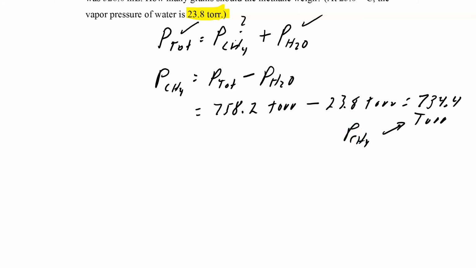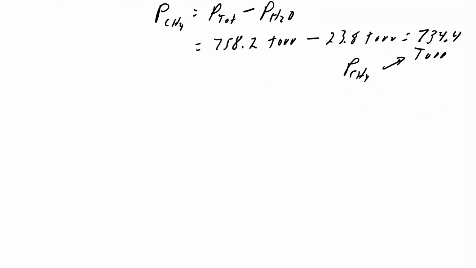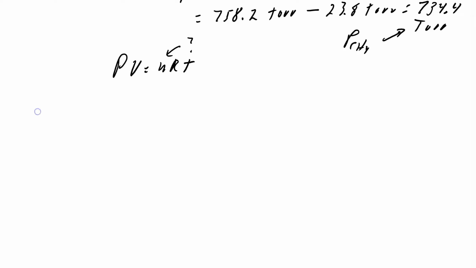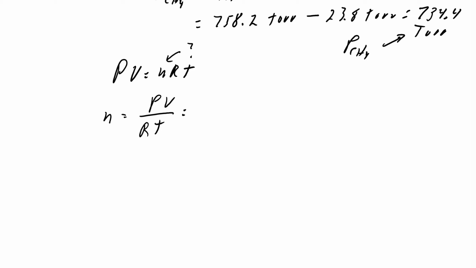So now that we have that, we can go ahead and use the ideal gas law equation to solve for moles of methane. PV equals nRT. N is our unknown. This is what we're going to solve for, moles of methane. And now we are going to do some algebra. N, therefore, is going to be equal to PV over RT. And now we're going to substitute numbers in. Now, our pressure is given in torr. We're going to have to convert that to atmospheres.